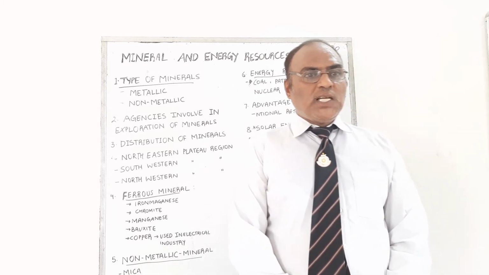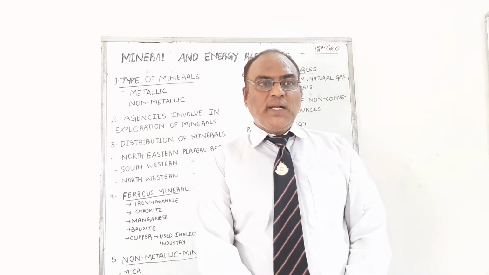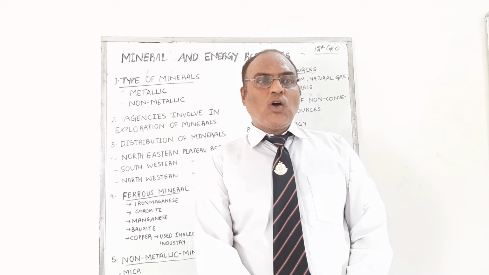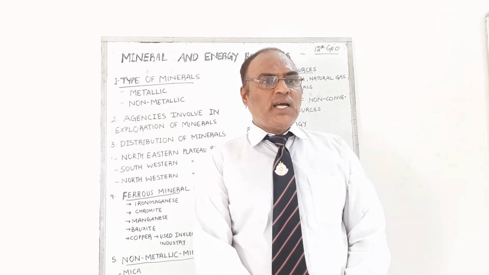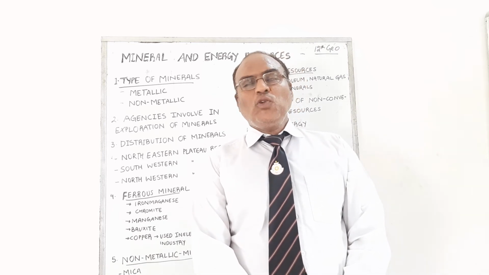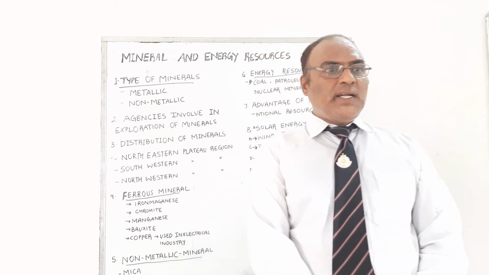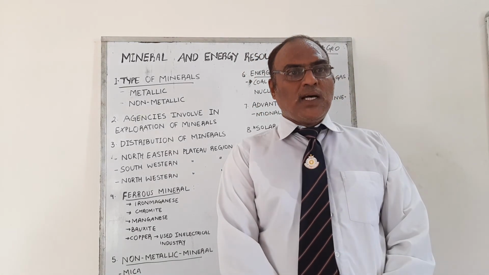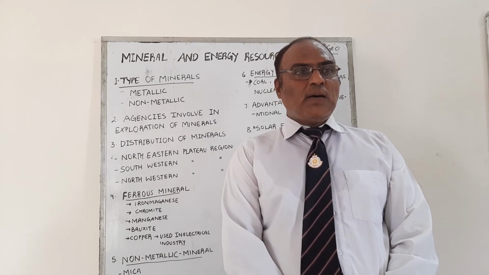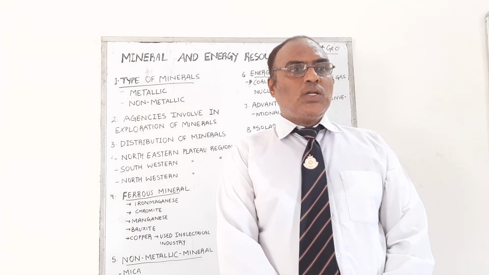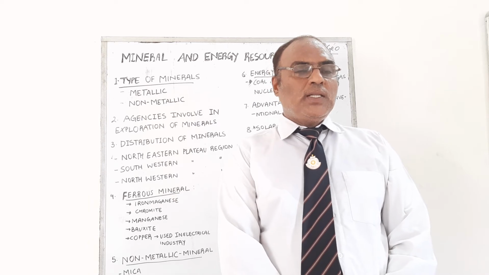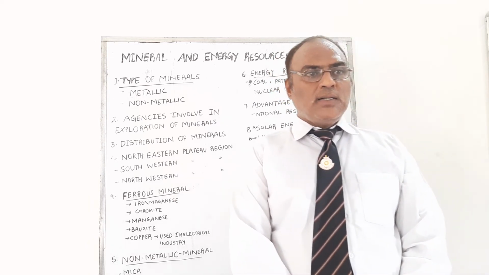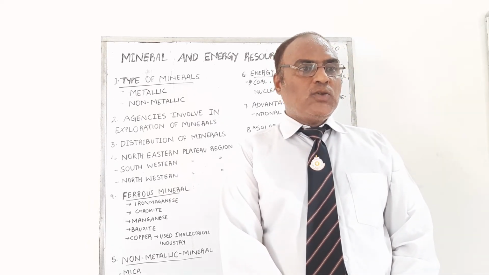Then we have a special commission that has been set up to regulate atomic energy, that is called Atomic Energy Commission, that was established in 1948. We have so many nuclear power plants that are located in India. One is Tarapur of Maharashtra, Rawatbhata of Rajasthan, then we have Kalpakam in Tamil Nadu, then Narora in UP, then Kaiga in Karnataka, then Kakrapara in Gujarat.